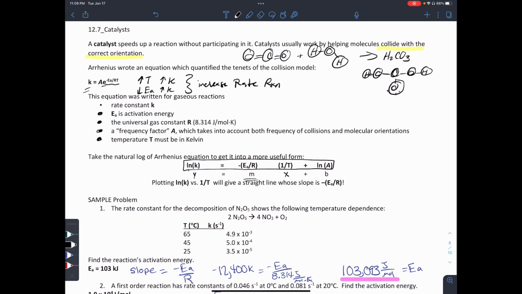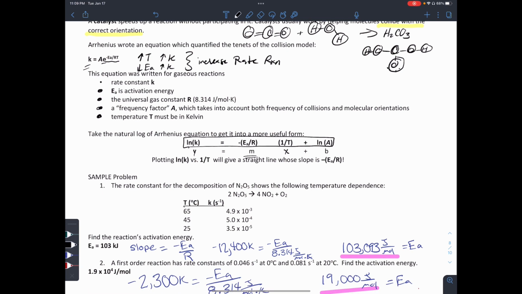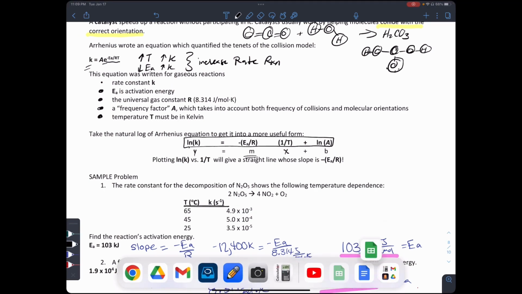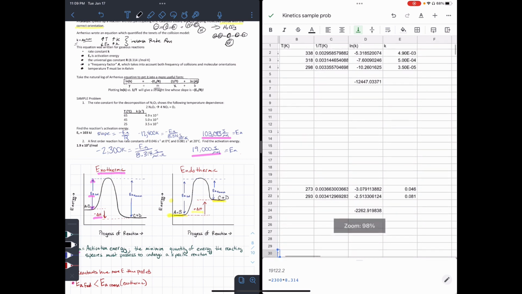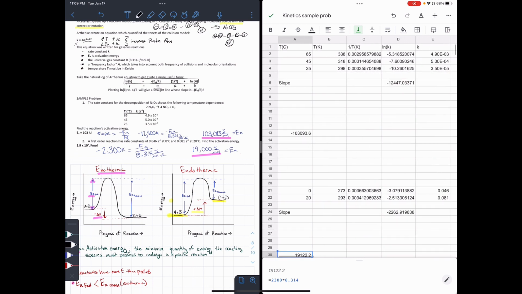And I did one of these here with this data set. So we were given temperature and we were given K. And I used kind of a Google sheet here to take those numbers. And as you can see, I took the temperature in Celsius, turned it into Kelvin, took the inverse of that temperature, right, in Kelvin, and then took the K values and logged them, and then found the slope of that y versus x, the slope of the log of K over the inverse of temperature.